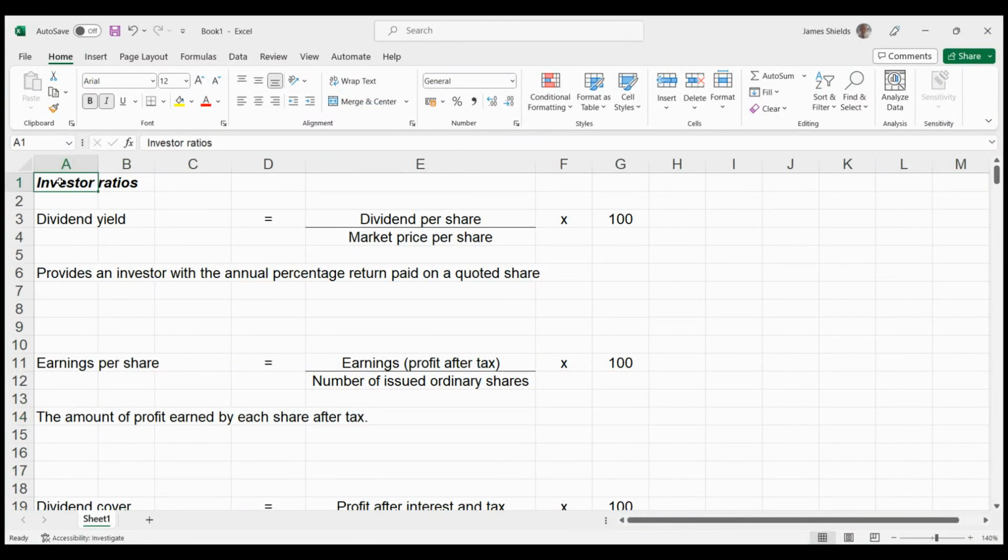In this video we're going to look at investor ratios. The first ratio is dividend yield. It's the dividend per share over the market price per share multiplied by 100. It provides an investor with the annual percentage return paid on a quoted share.